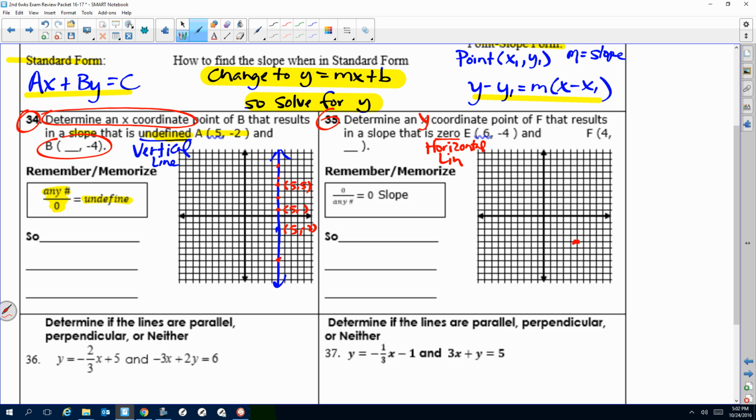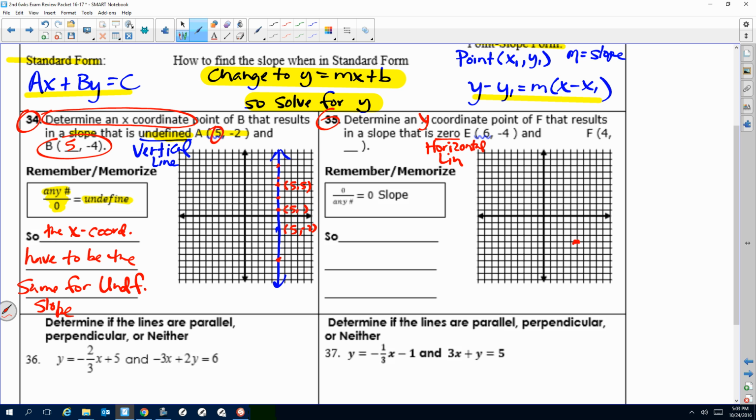So things to memorize or make sure you know when dealing with undefined slope: the x-coordinates have to be the same, or basically to get 0 in the denominator. So make sure you just remember whatever x they give you, that is your answer. Whatever x value they give you, that is your answer.